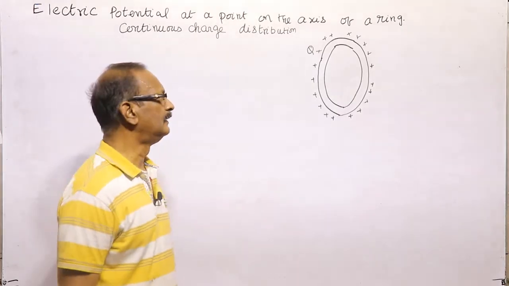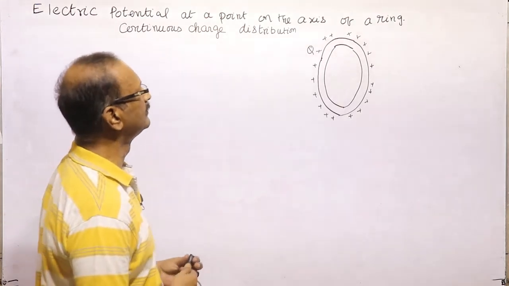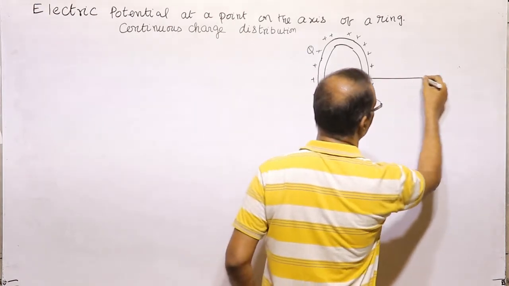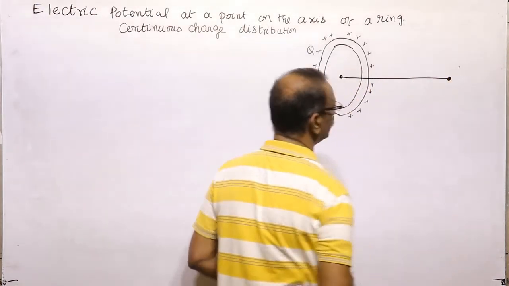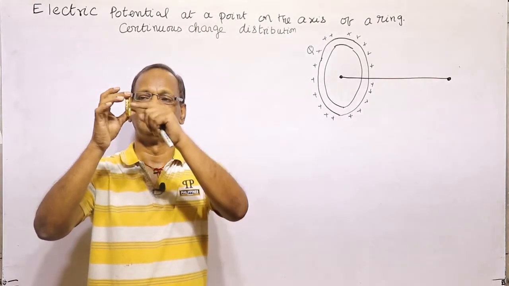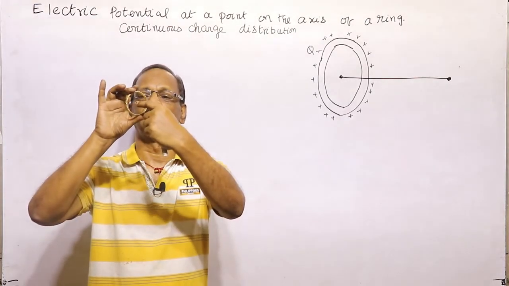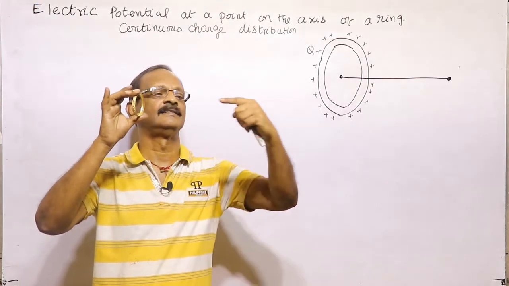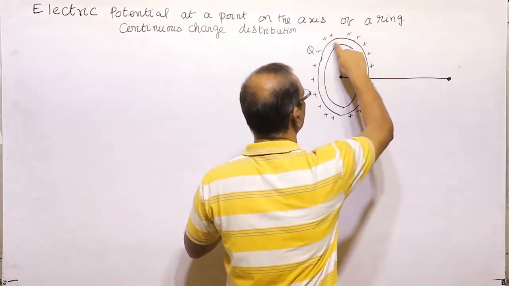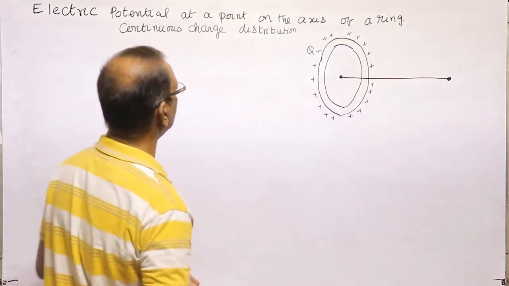Electric field at the axis of a ring. Suppose this is a ring, this is the center of the ring, and this is the axis of the ring. Let us take a point. See, this is the ring, everyone knows it is a ring, and this is the center of the ring. From the center of the ring, this is the axis. At any point, we want to know what is the potential due to this continuous charge distribution.